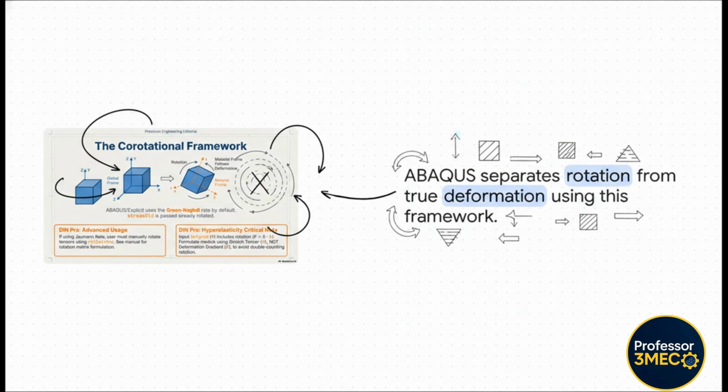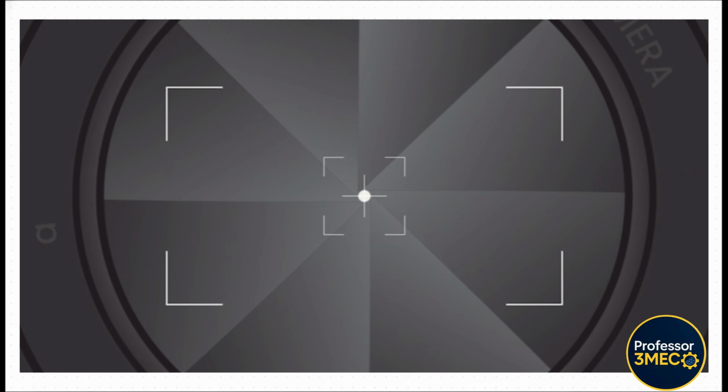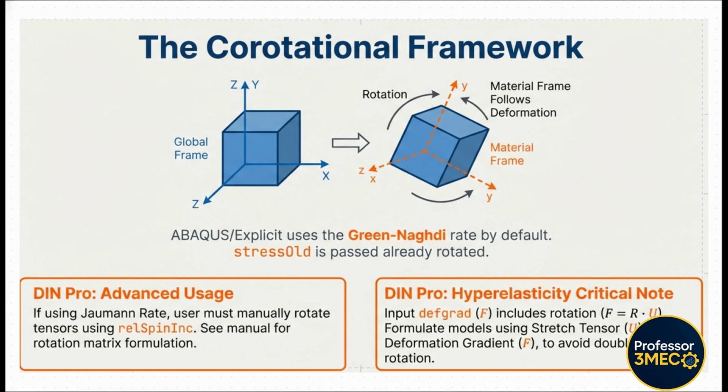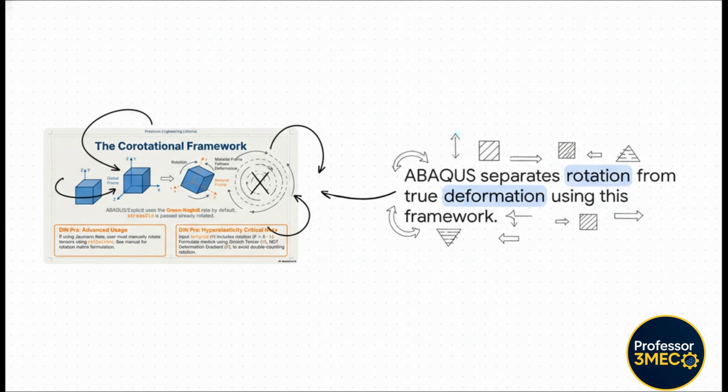Another really key concept is the corotational framework. This is something ABAQUS does for you that is just so clever. It handles all the large rotations by passing you the stress and strain tensors already rotated into the element's current orientation. This makes sure your material law is objective. It only cares about true deformation, not if the thing is just spinning through space.